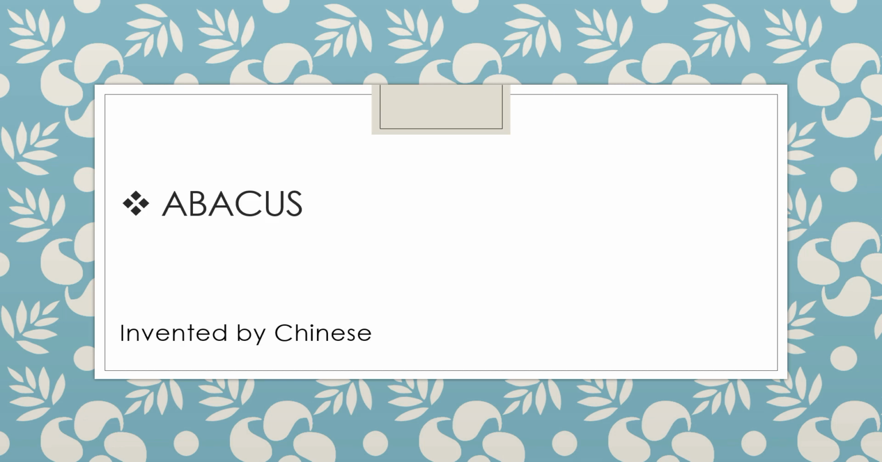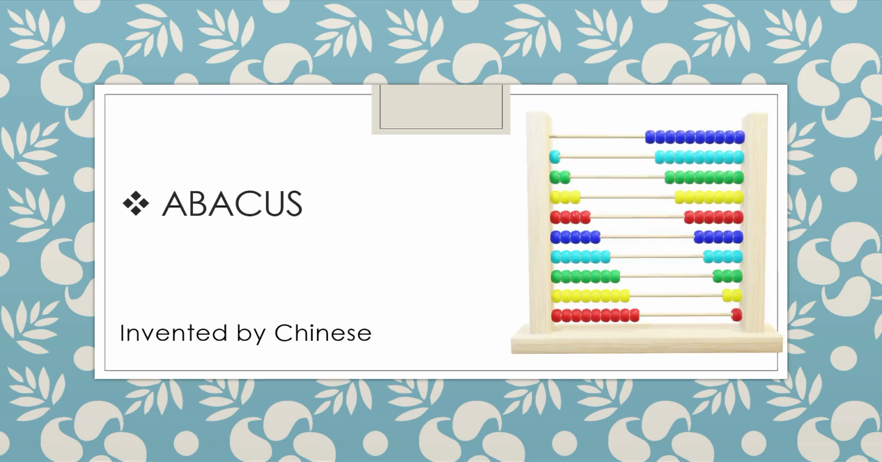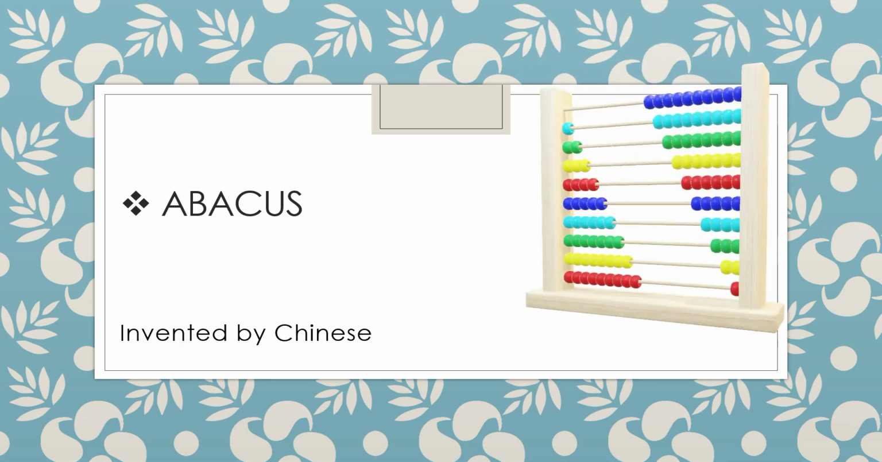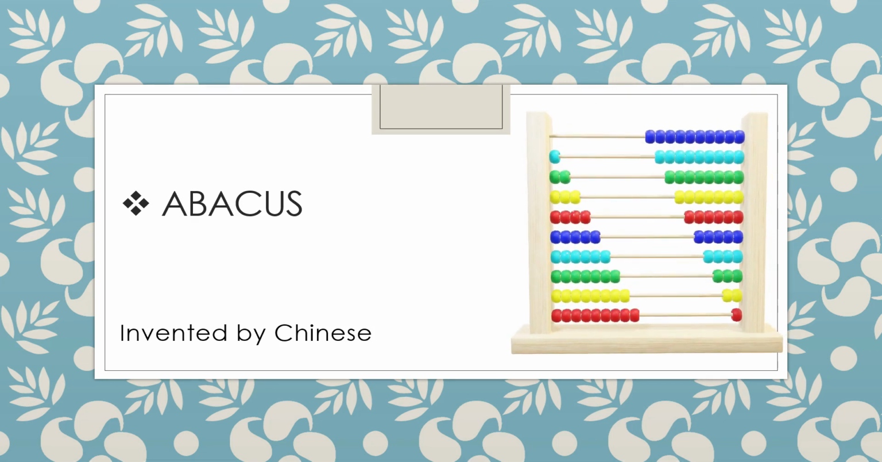Abacus. An abacus was the first calculating device to be used. It was developed by the Chinese. It is a simple device made up of a frame with rods. Each rod has a definite number of beads. It was mainly used by merchants to perform the basic calculations such as addition, subtraction, multiplication and division. The word abacus is taken from a Greek word abax, which means a flat surface.